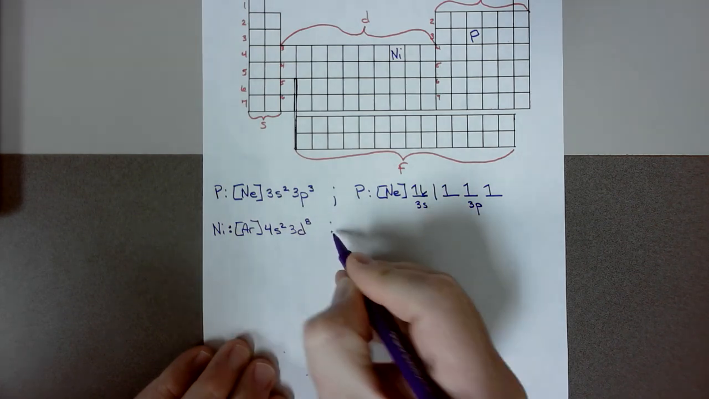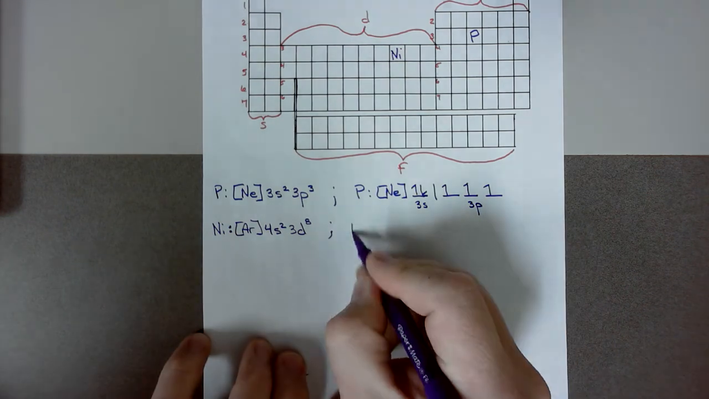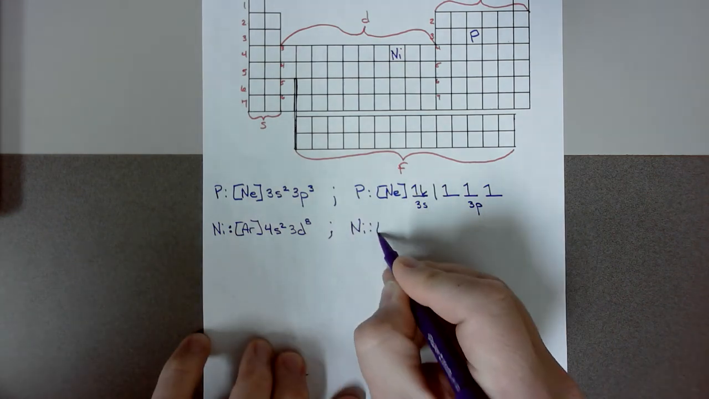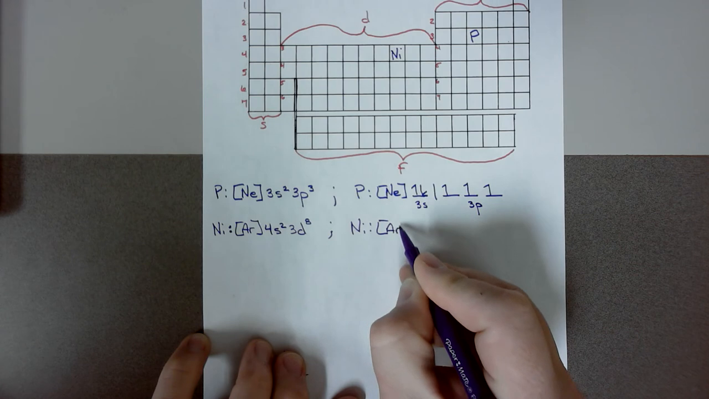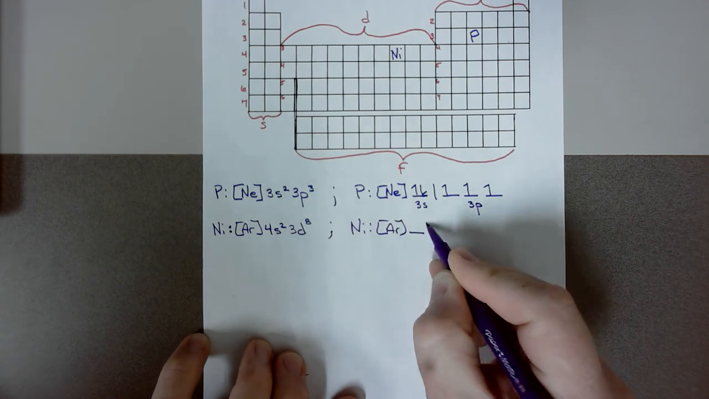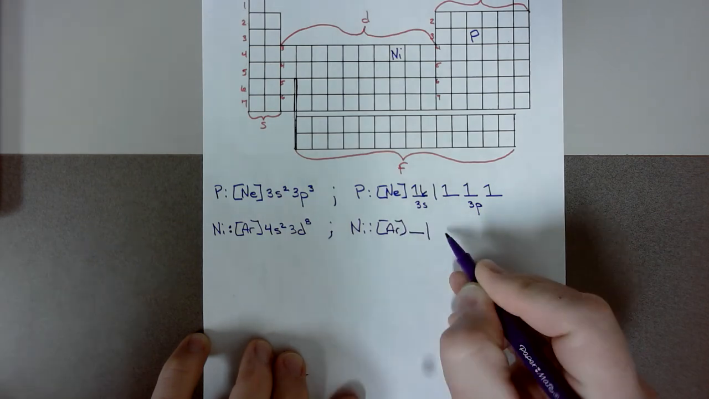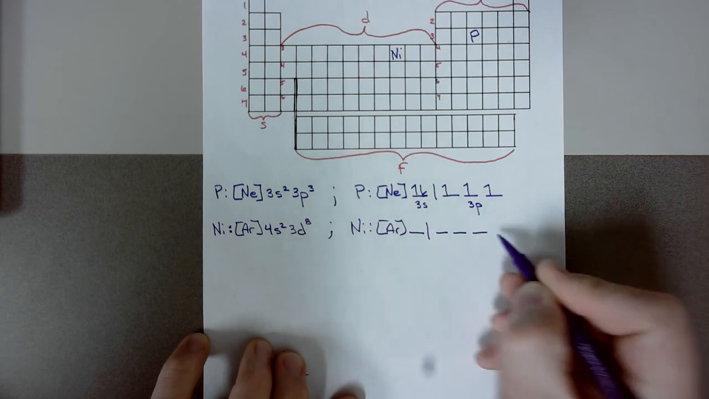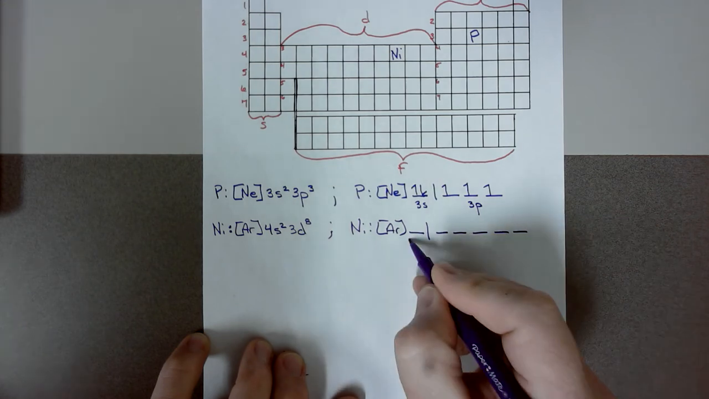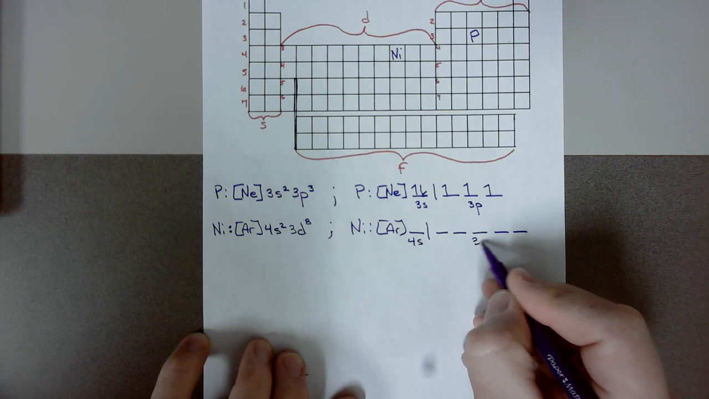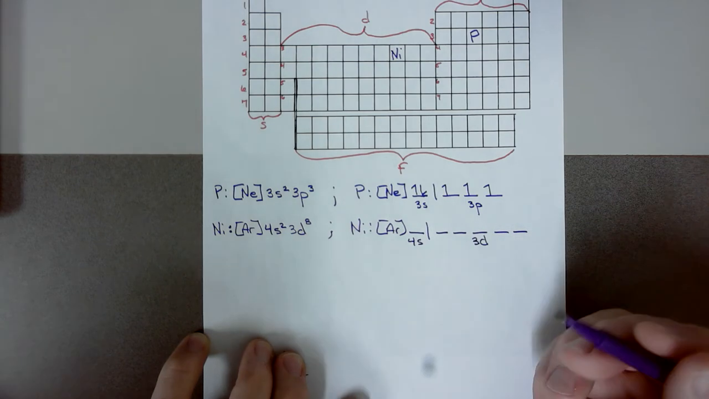Now I'm going to do the orbital diagram. So I have nickel. We're going to start with argon, and I've got the 4s, and then D has 5 orbitals, so that's 1, 2, 3, 4, 5. So it's the 4s, 3d orbitals.